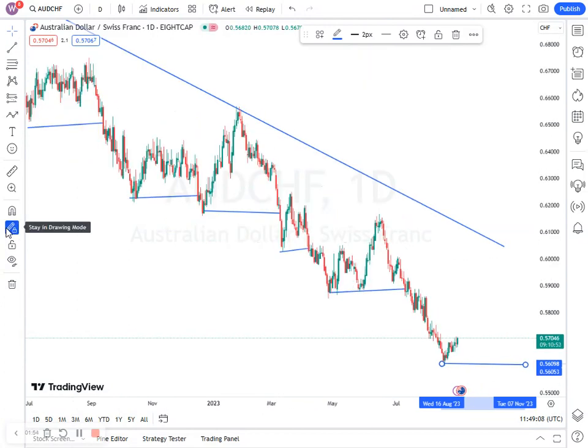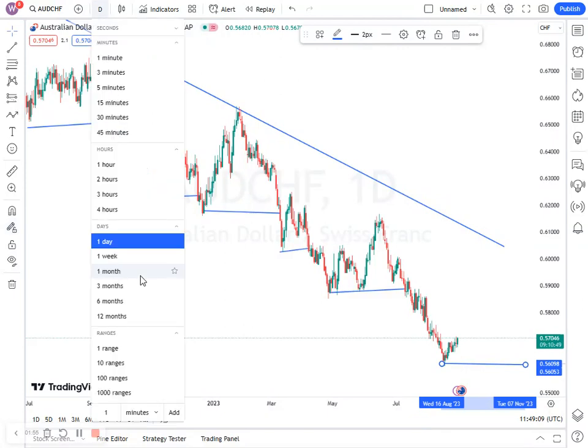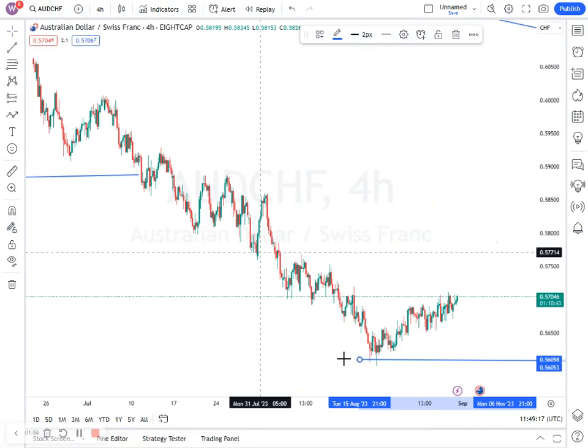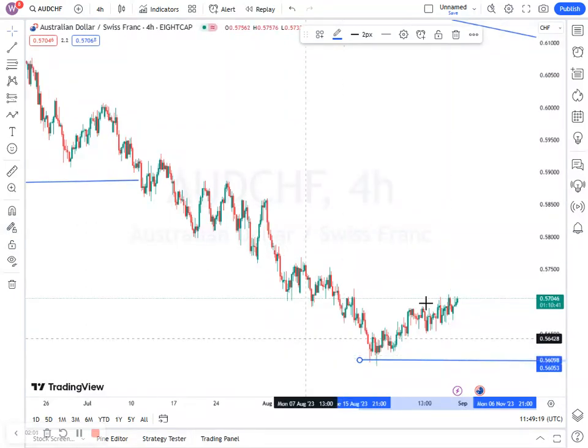So when you mark that out, the next thing you're going to be looking out for is you go to the 4 hours time frame. Let's see what the 4 hours time frame is saying. You can see that this pair is going up.